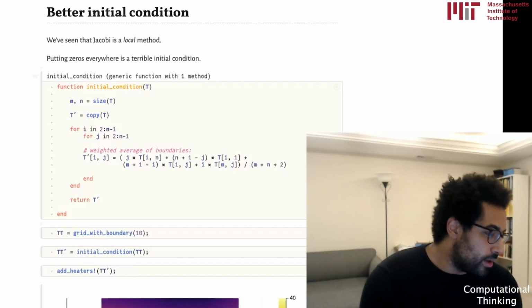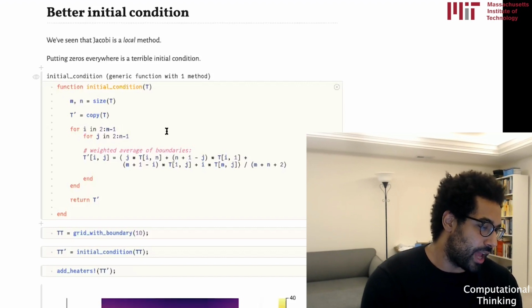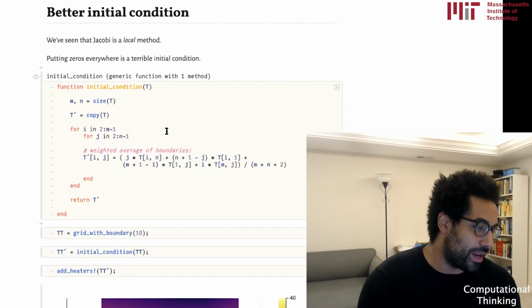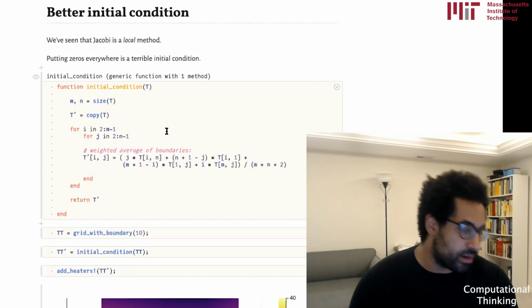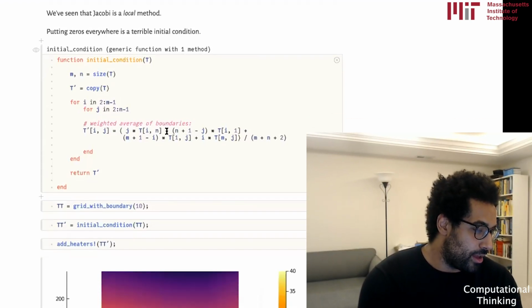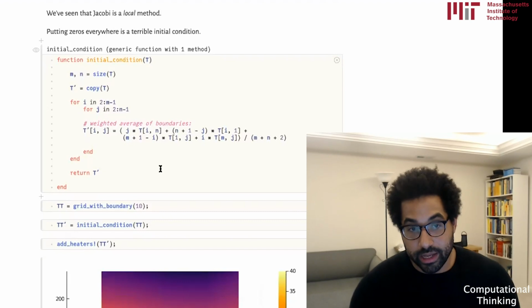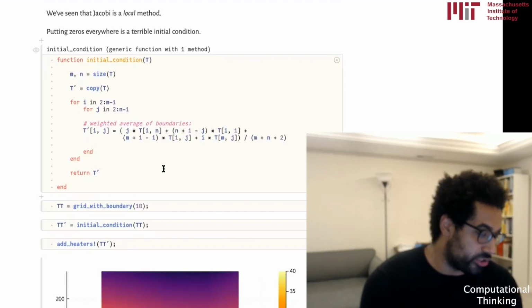And so in this function, initial condition, I simply come up with a weighted average of the boundaries to define the grid points. This is an example of linear interpolation. If this is a word you know, great; if you don't, then this is no big deal.